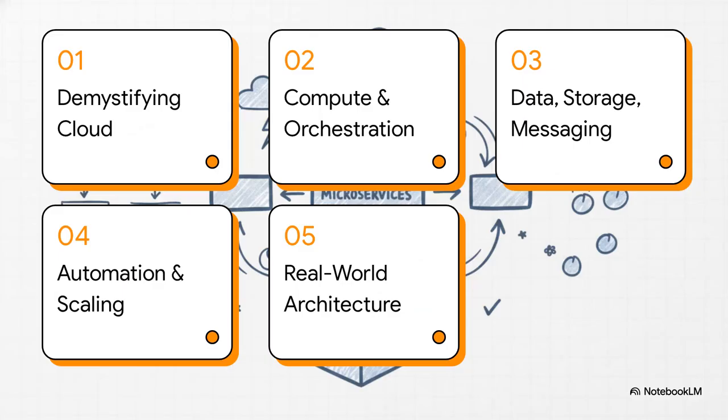To make this massive ecosystem easy to digest, we're going to use a clear mental roadmap today. First up, demystifying cloud-native applications. Second, compute and orchestration essentials. Third, data, storage, and messaging. Fourth, automation, scaling, and resilience. And finally, number 5, we'll look at a real-world cloud-native app.